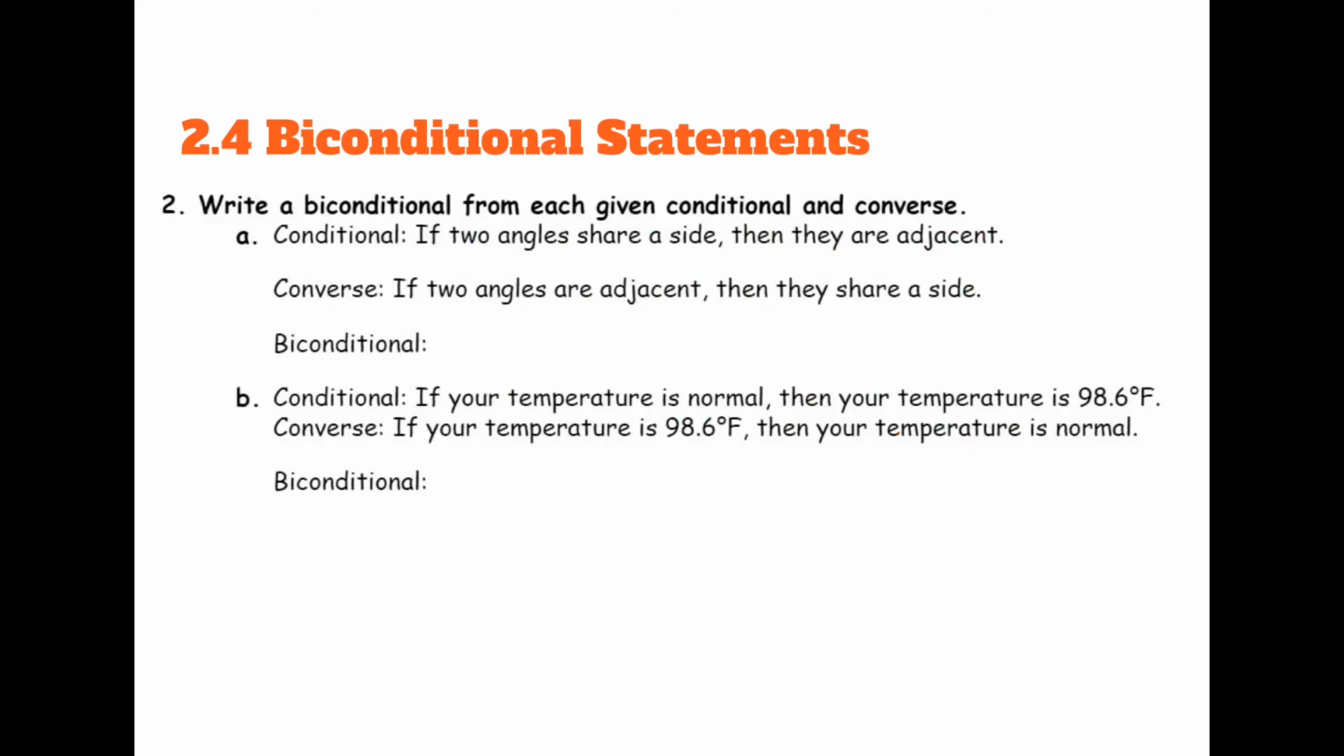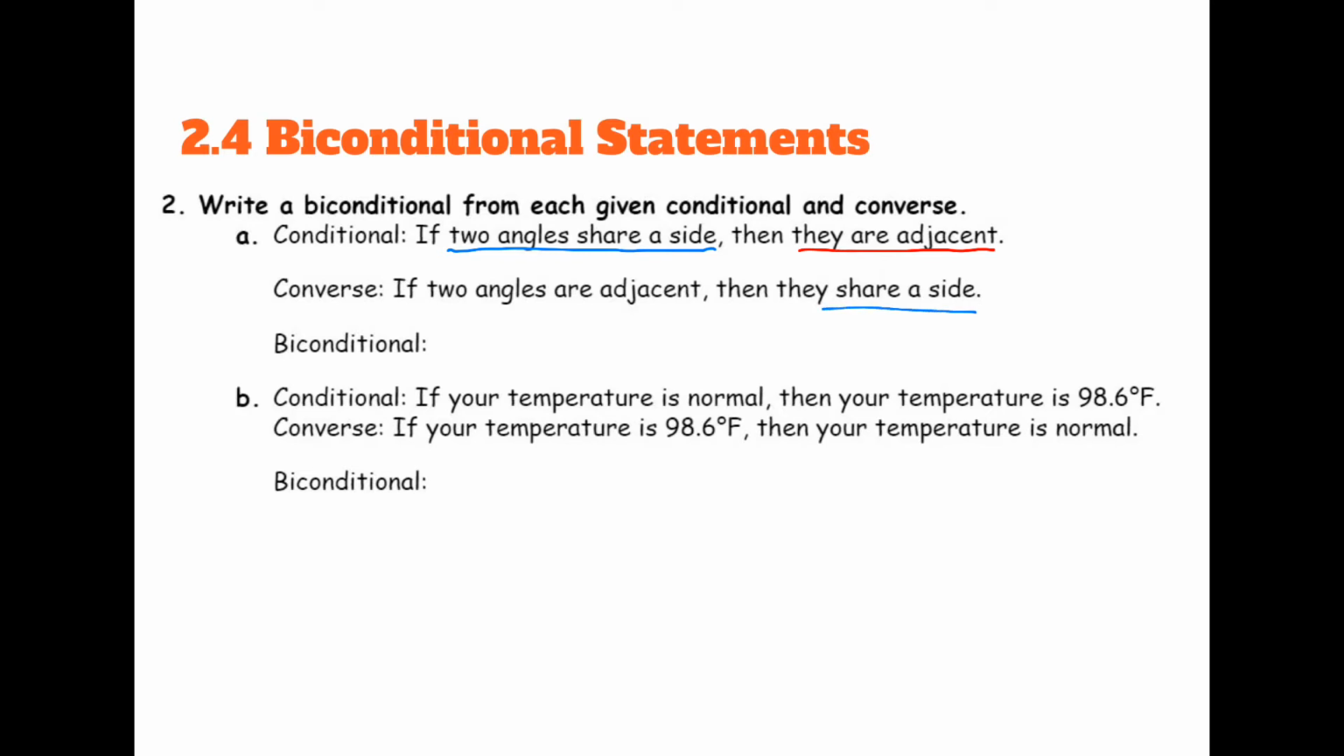So for question number 2, we're going to take the conditional, we're going to take the converse, and we're going to write it as a biconditional. So remember that phrasing, that is super important to remember. Go ahead and look back in the video, I squared it or boxed it in green as we write these statements. The first thing we need to do is find our hypothesis and our conclusion, find our P and Q. So if two angles share a side, remember if is not part of it, then they are adjacent. So we have our P and our Q, and note that they should swap in the converse.